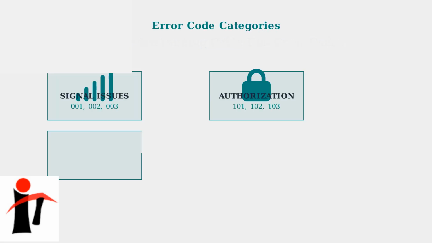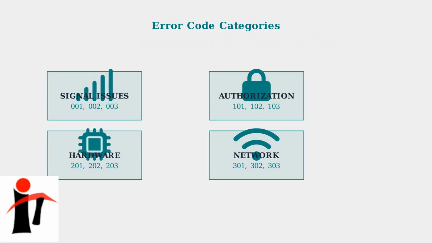Optimum cable box error codes are diagnostic signals that help identify specific issues with your cable television service. These numerical codes appear on your screen when something goes wrong, providing valuable information about the nature of the problem. Error codes are organized into four main categories based on the type of problem they indicate. Each category uses a specific number range to help technicians quickly identify the issue type.